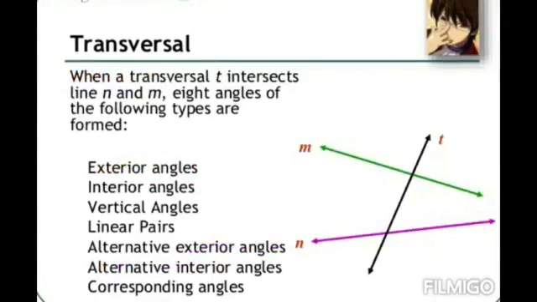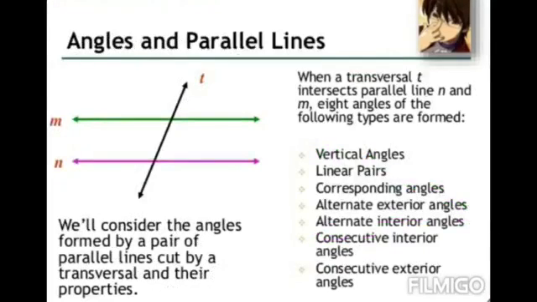When a transversal T intersects lines N and M, 8 angles of the following types are formed: exterior angles, interior angles, vertically opposite angles, linear pairs, alternate exterior angles, alternate interior angles, and corresponding angles. When a transversal T intersects parallel lines N and M, 8 angles of the following types are formed: vertically opposite angles, linear pairs, corresponding angles, alternate exterior angles, alternate interior angles, consecutive interior angles, and consecutive exterior angles.